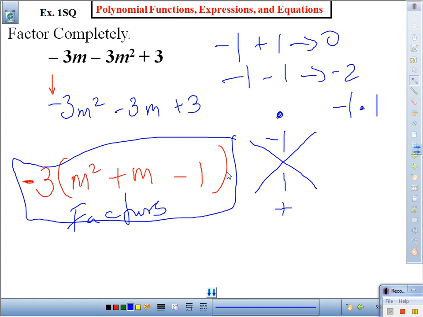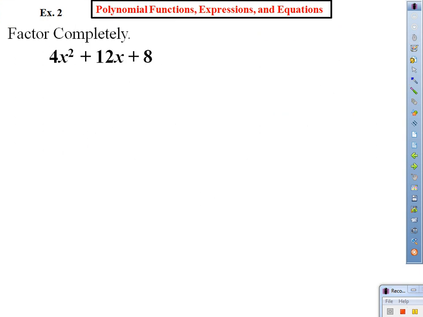Once again, check to see if it's factorable. If it's factorable, factor it. If it's not, it's done. Okay? Yes? Good question. Copy this one.